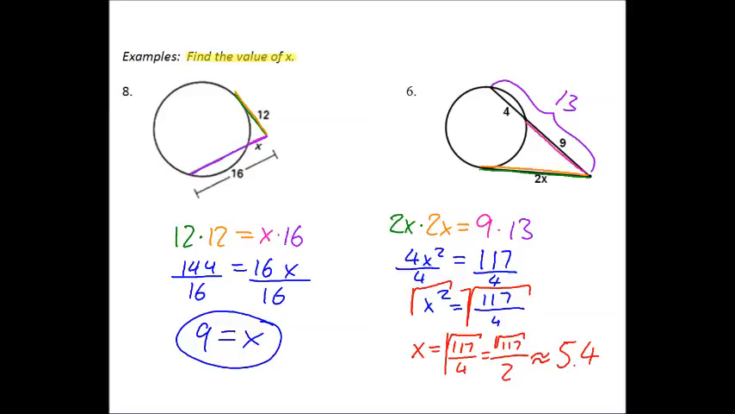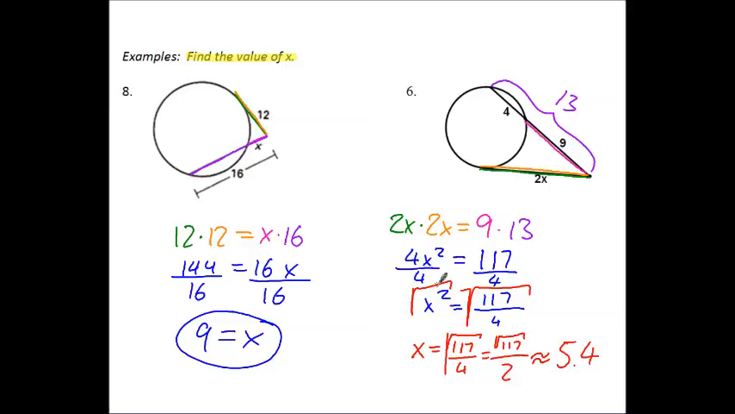Hopefully you came up with the same answer. You got tangent segment 2x times another tangent segment 2x is equal to external segment with 9 times our secant segment, which is 13 units long. 2 times 2 is 4, x times x is x squared. 4x squared is equal to 117. Divide both sides by 4, and you get x squared is equal to 117 over 4.